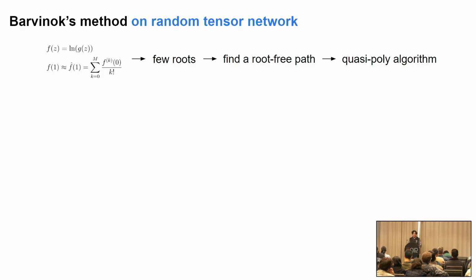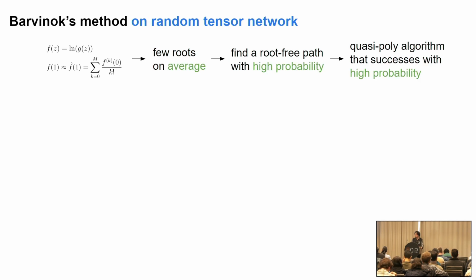So now I have seen all the recipes. Let's focus on the random tensor network. To summarize, we have seen that for the Barvinok method, we consider the Taylor expansion of the log of the input polynomial. And if there are few roots inside the disk of radius 1 around 0, we can find a root-free path, which results in a quasi-polynomial time algorithm.